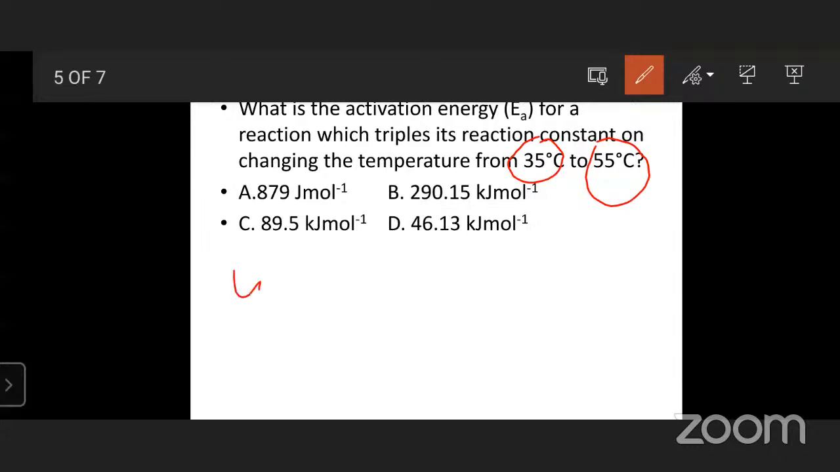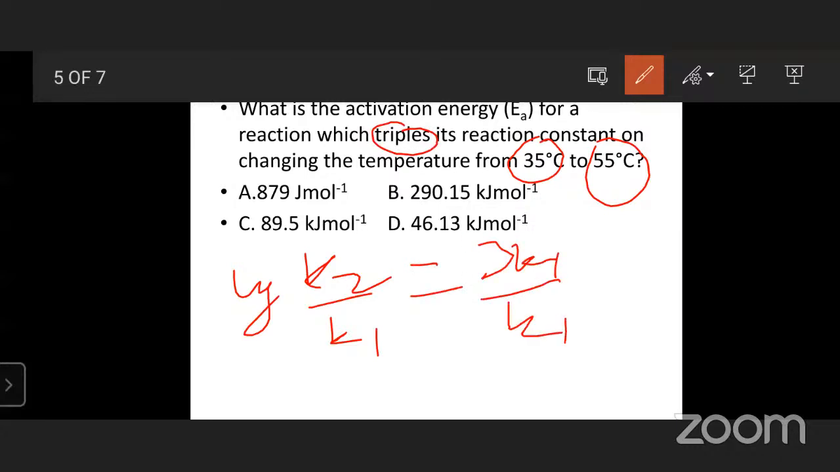But it said it is log of K2 over K1. I didn't give you K1, I didn't give you K2. But I said it is triple. That means it's going to be 3K1 over K1. So you cancel that K, and everything on your left will be left with log 3, and that will be equal, so you can calculate the activation energy. Once you do that, you will get one of the answers there.